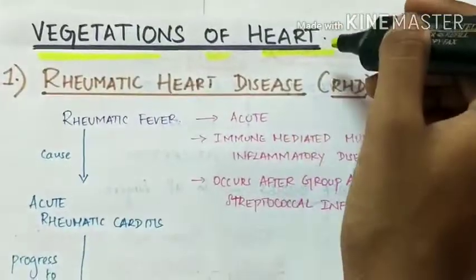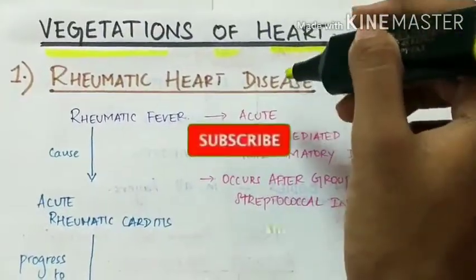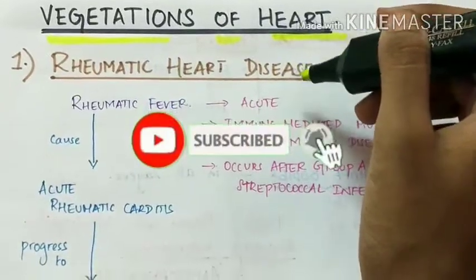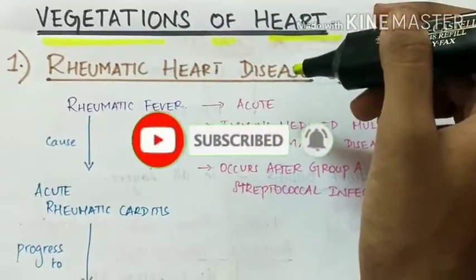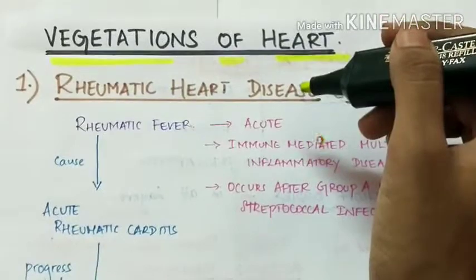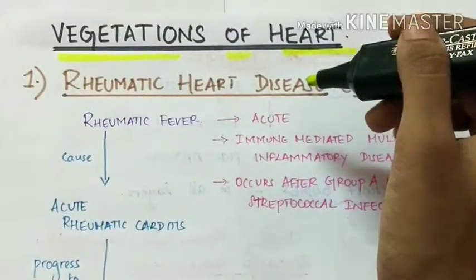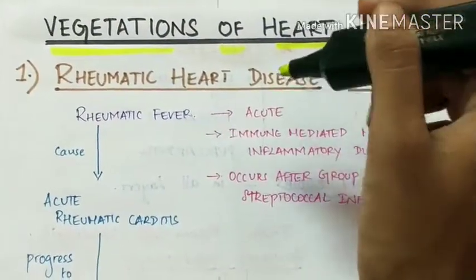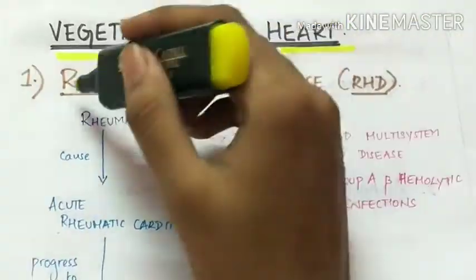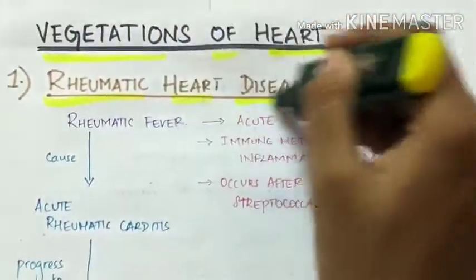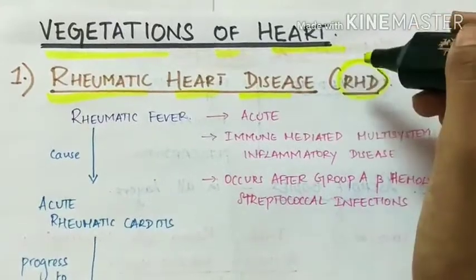Vegetations of the heart. There are four main vegetations: rheumatic heart disease, infective endocarditis, non-bacterial thrombotic endocarditis, and Libman-Sacks endocarditis. First, let's see about rheumatic heart disease, known as RHD.